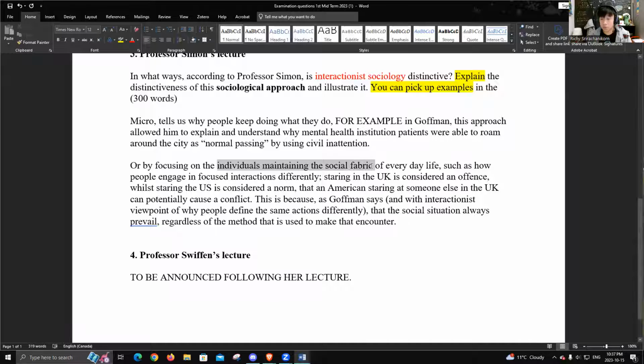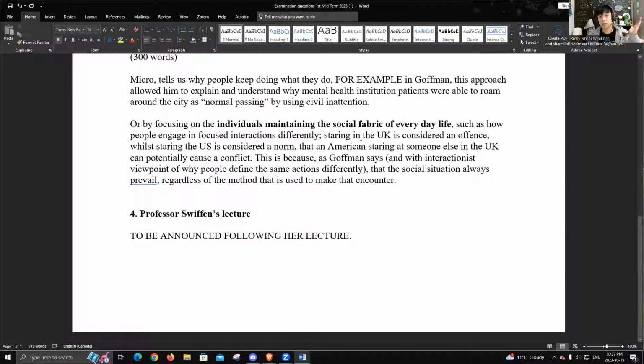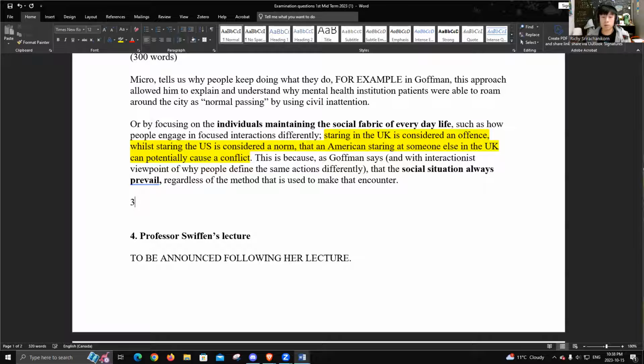Individuals maintaining social power in everyday life. Boom. That's one key characteristic of interactionist sociology. That's what it tells us, right? Okay, boom. I see there. Let's have an example. This example right here is from Goffman. Okay, another mark. And you link it back to the question. Social situation always prevail. Boom. Easy peasy. That's 3 marks, right?